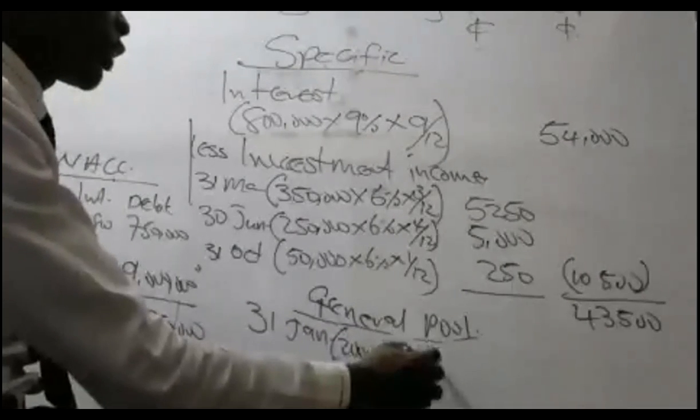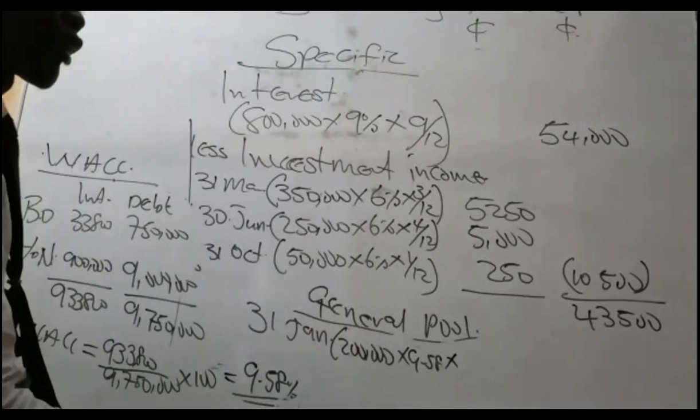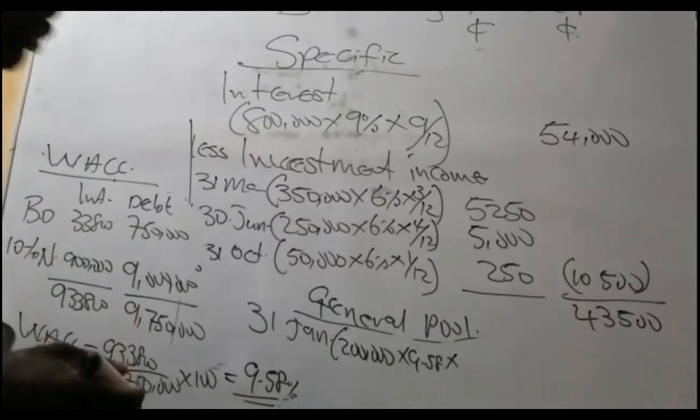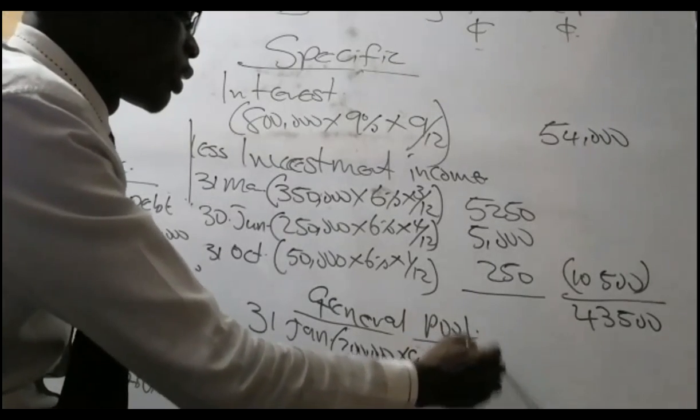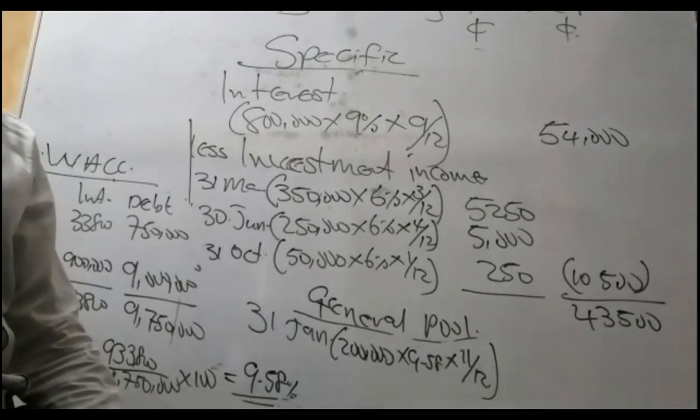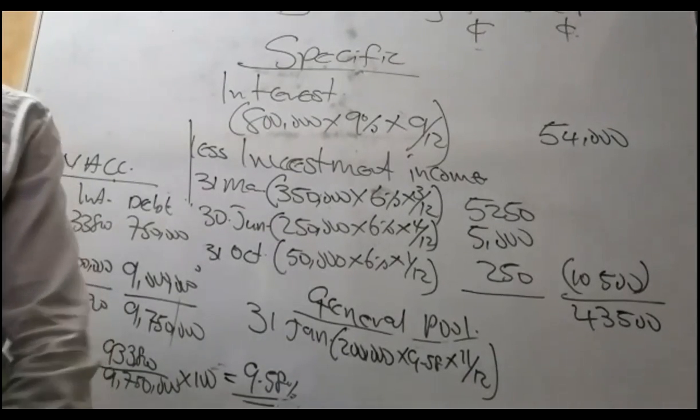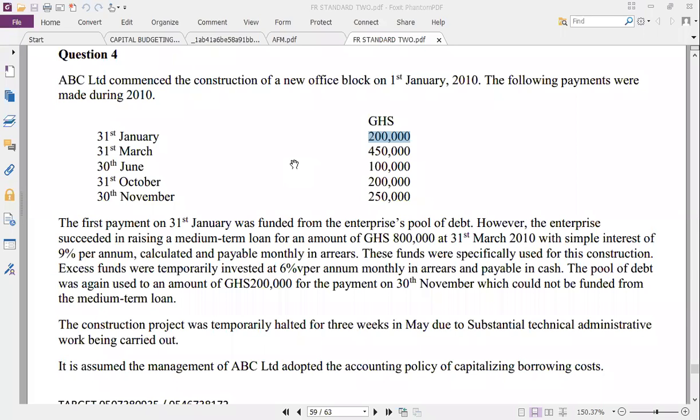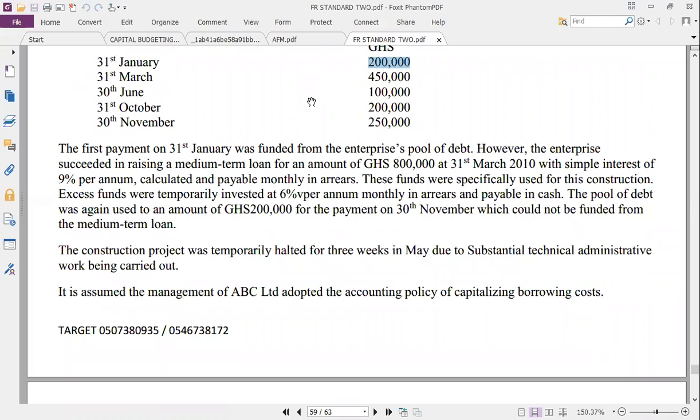So it will be 200 times 9.58 times, they picked it from 31st January. So it was 11 months, right? So 11 out of 12. Yes, they picked the facility on 31st January. Exactly. Good. So in the general pool of funds, from the date that you took the money up to the end of the reporting period, what's the total interest incurred? That is it. Up to the end.